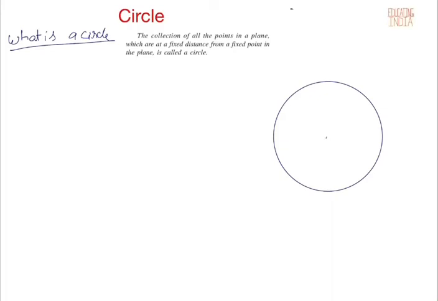This point here is called the center. Center is any fixed point, and from the center there is a collection of all points, thousands and thousands of points, which are equidistant, at the same distance from the center. From this center, all these points are at the same distance. So when we connect all these points, the figure formed is called a circle.